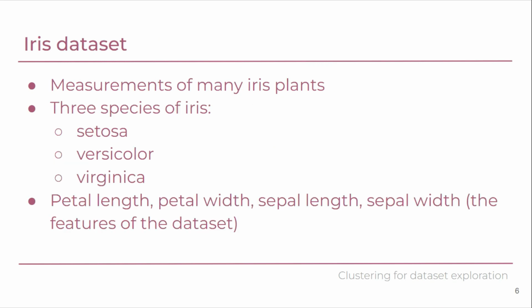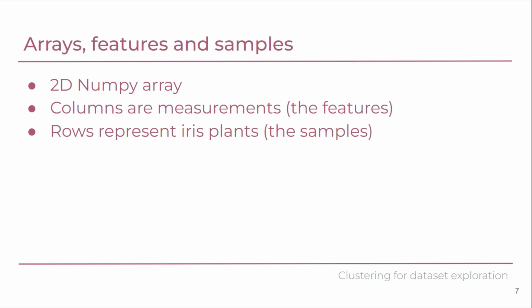The iris dataset consists of the measurements of many iris plants of 3 different species. There are 4 measurements: petal length, petal width, sepal length and sepal width. These are the features of the dataset. Throughout this course, datasets like this will be written as 2-dimensional NumPy arrays. The columns of the array will correspond to the features. The measurements for individual plants are the samples of the dataset. These correspond to rows of the array.